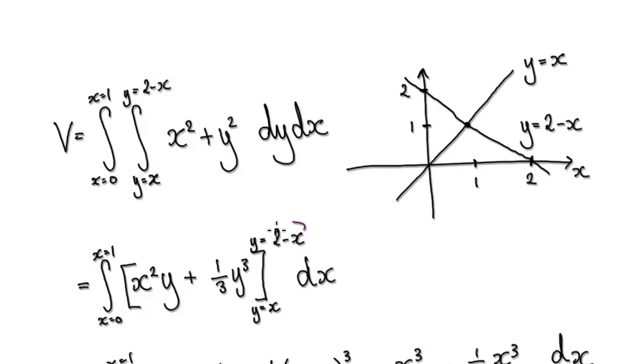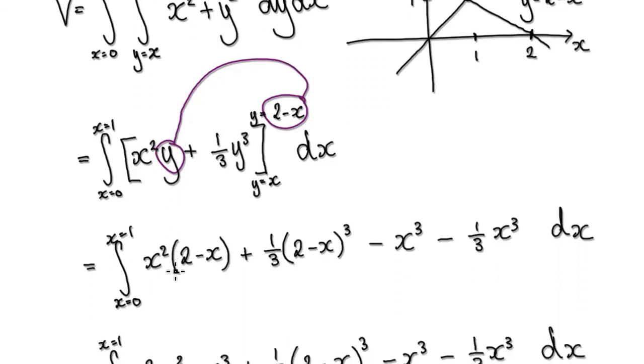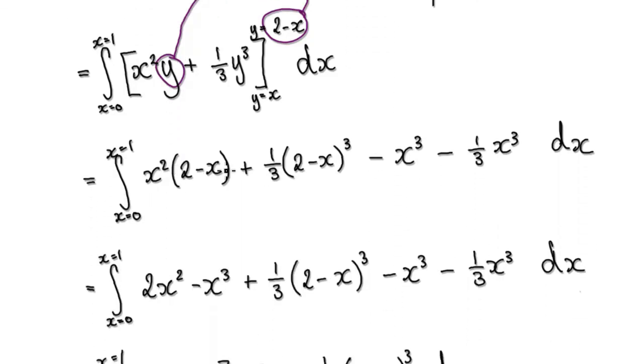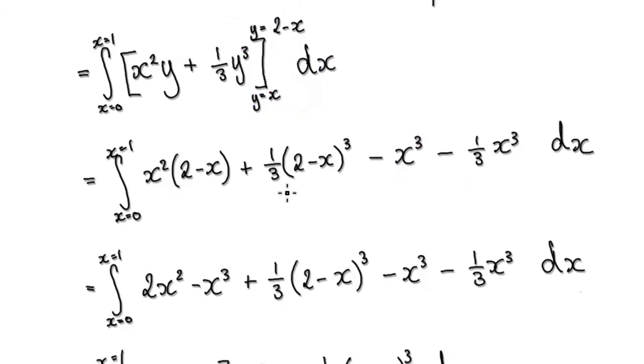So now put this into the y. That will then give you this thing here, and then put this into here. That will then give you this thing, and then you take away, put this into here. That will then give you this, and then put this into here. That will then give you this. So now it's just a matter of tidying this up.